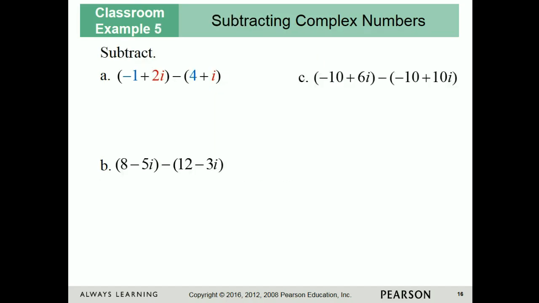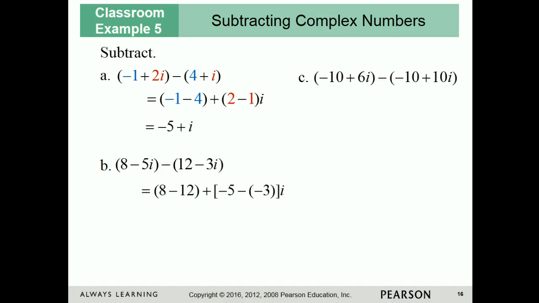Now subtracting is going to be done in the same way. The only thing is, what's going to happen is you're going to distribute that negative throughout the complex number on the right. So here's what we have. What they did was distribute that negative through there, and we ended up with this result right here. Again, combining the real parts with the imaginary parts.